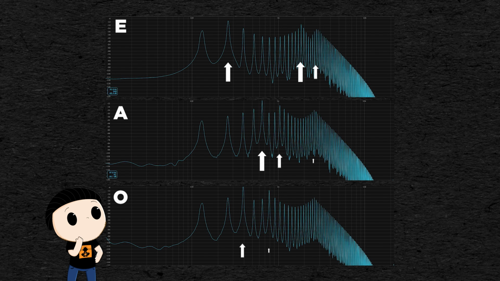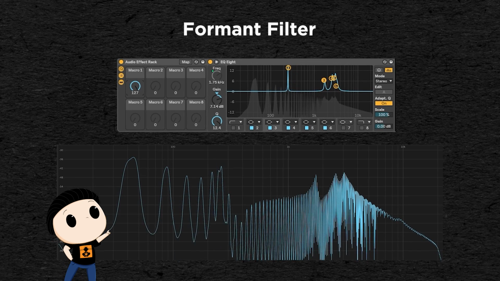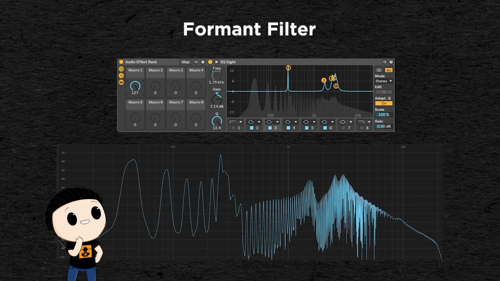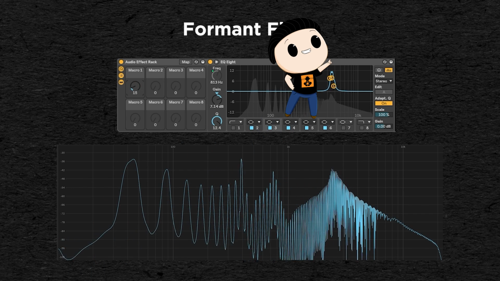You can actually note the frequencies of these formants for each vowel, and then you can use filters tuned to these frequencies to make vowels out of any sound. That's exactly what we did in the follow-up video of the episode about filters. I'll put the link there and in the description.